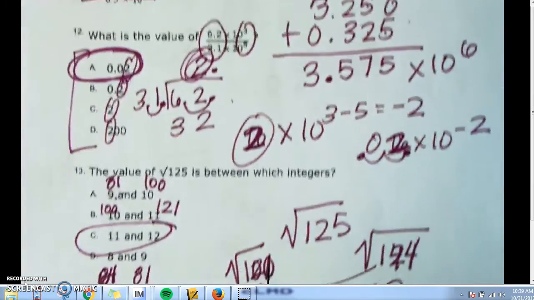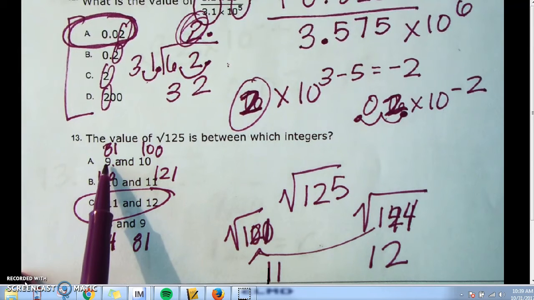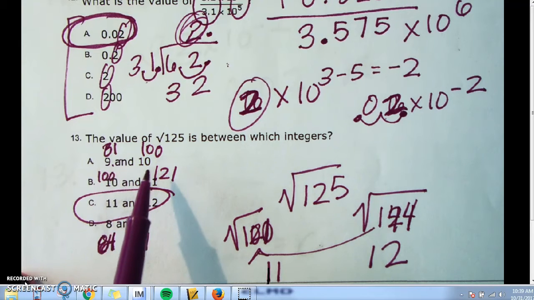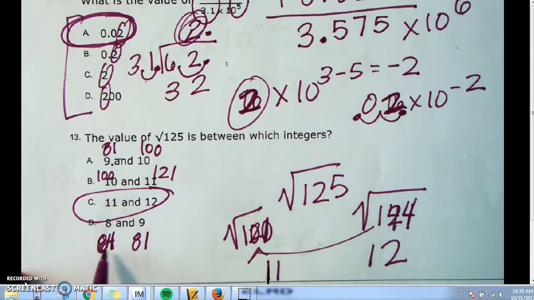So here is the work that I did while the video was not recording. Especially for this one, another option would be to square each answer choice. So 125 is not between 81 and 100. It's not between 100 and 121. It's also not between 64 and 81.